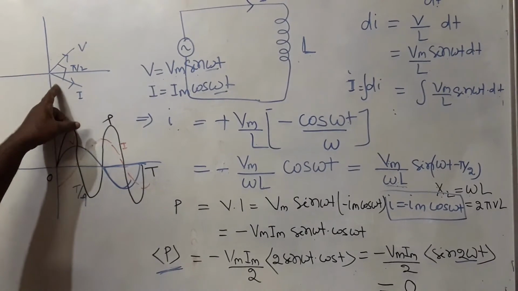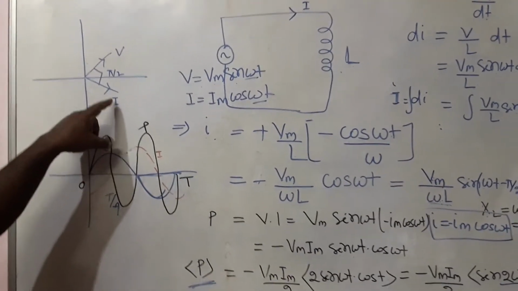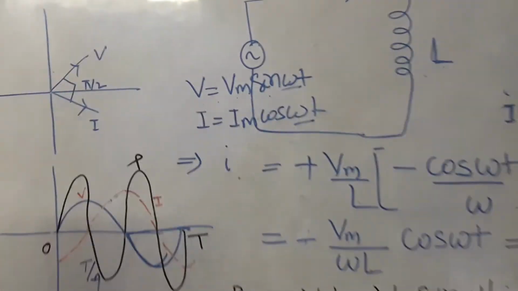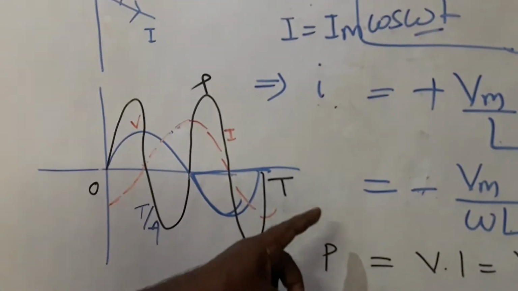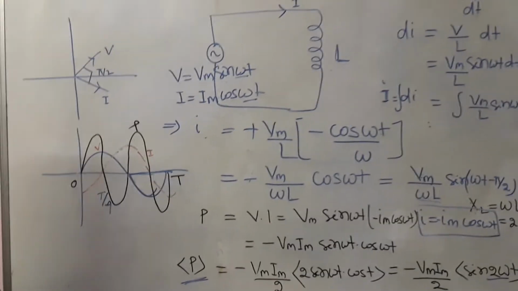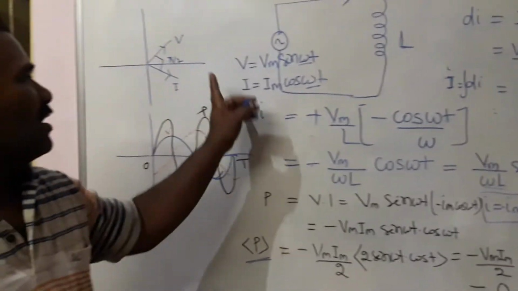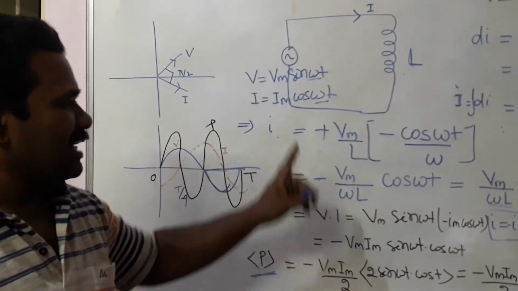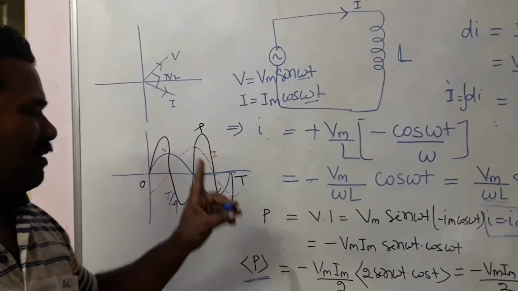So this is the phasor diagram. The voltage leads the current by pi by 2, or the current lags behind the voltage by pi by 2. So these are their waveforms. So this is about AC through an inductor. In the next period we will discuss AC through a capacitor. Again we will draw the phasor diagram and the circuit diagram, and calculate the relation between voltage and current and the average power consumed.